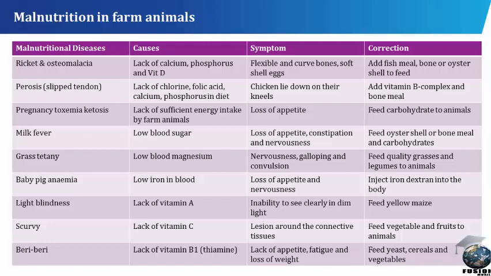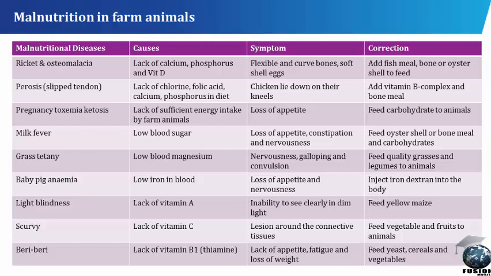Malnutrition in farm animals. Malnutrition results when an animal takes insufficient food or it eats a diet which is deficient in one or more nutrients like protein, vitamins, carbohydrates, and minerals. This eventually results in nutritional diseases. Malnutritional diseases, causes, symptoms, and corrections can be seen on the screen.